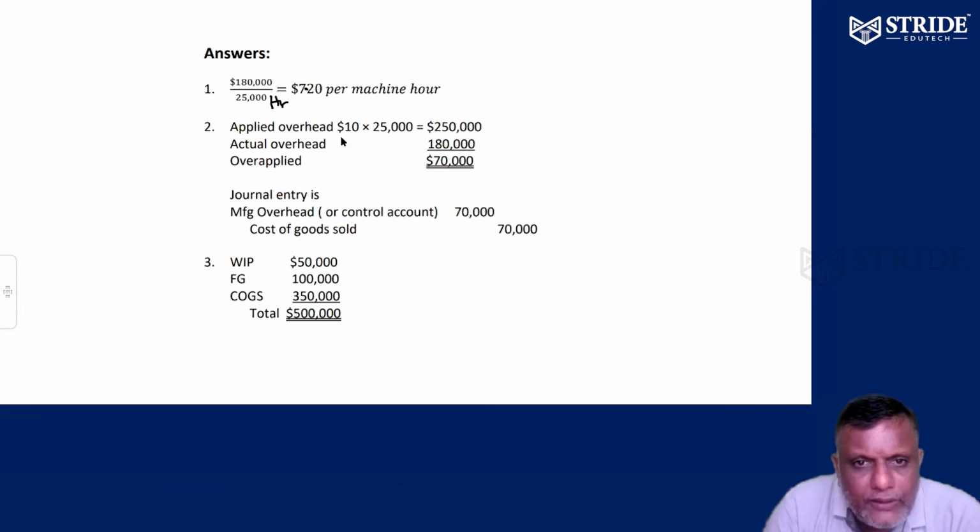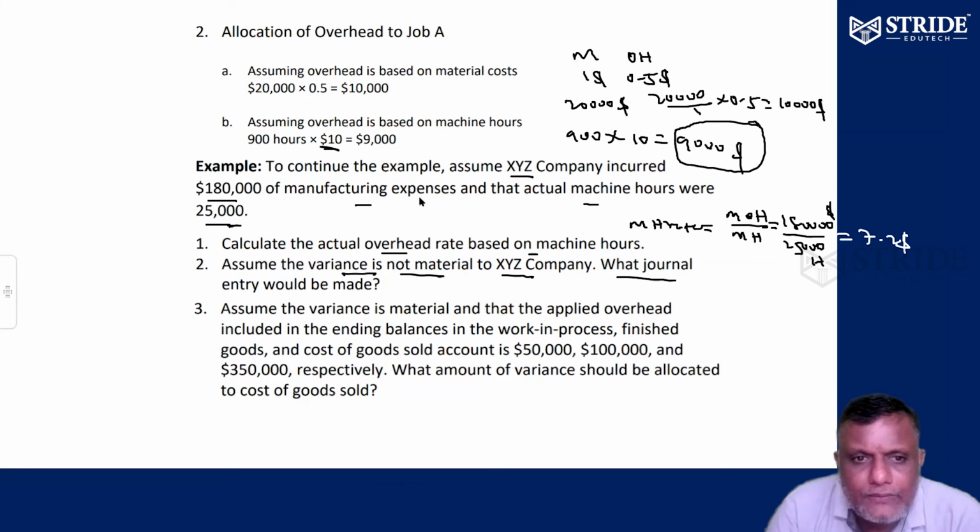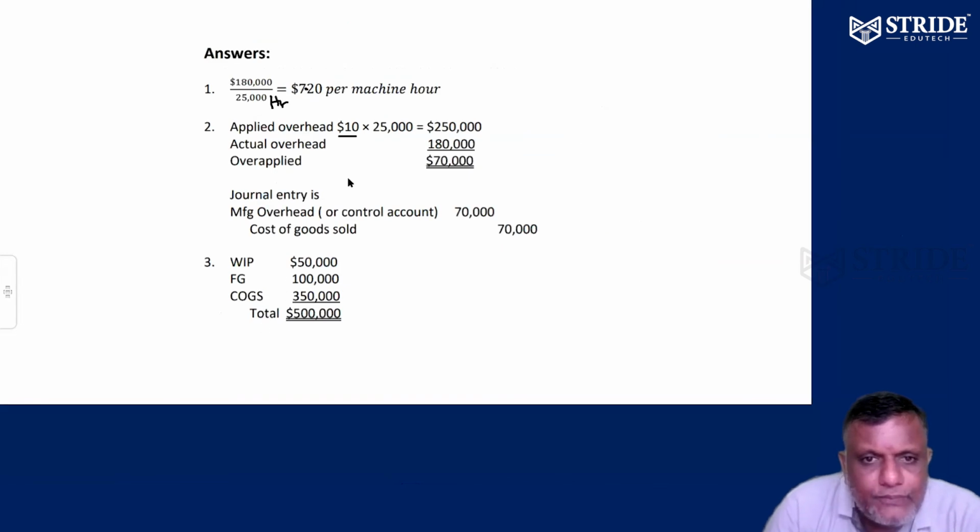So the previous one was the applied overhead at $10. This is the actual overhead incurred, the exact manufacturing expenses incurred, with the exact actual machine hours. The previous one was estimated. So the actual machine hour rate is 7.2, but the estimated machine hour rate from the previous one is $10.